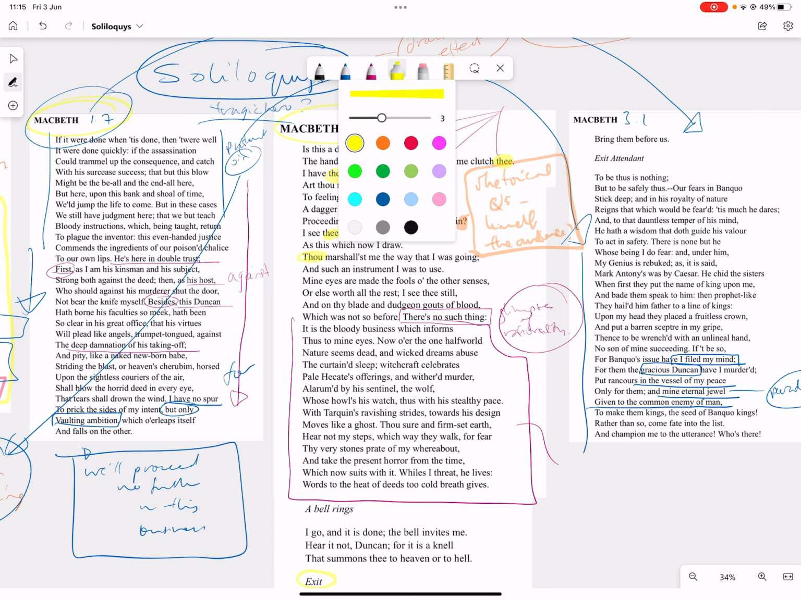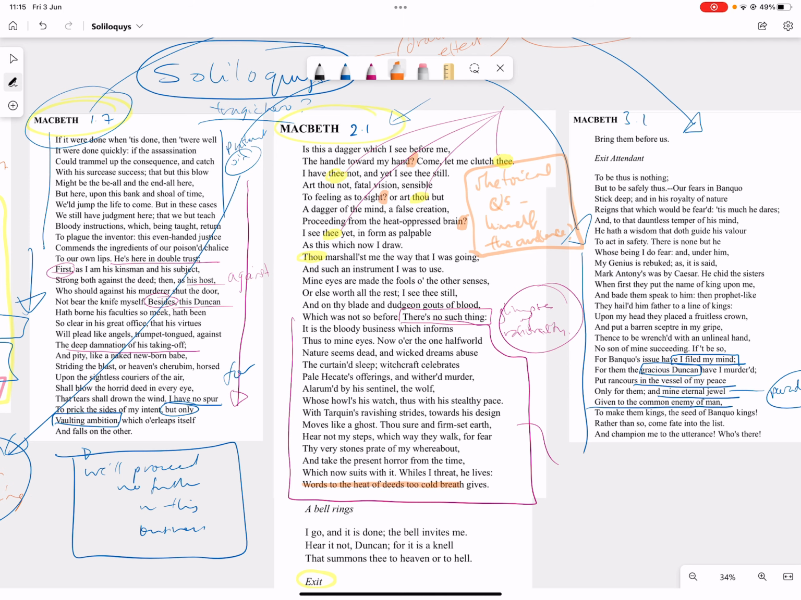And again, he understands that he's in danger of talking himself out of this. "Whiles I threat, he lives. Words to the heat of deeds too cold breath gives." This is really significant. It's a way of saying that the more I talk, the less likely I am to go through with it. And we've already seen him do that in an earlier soliloquy. So he doesn't want that to happen again, if he doesn't want to upset his wife.